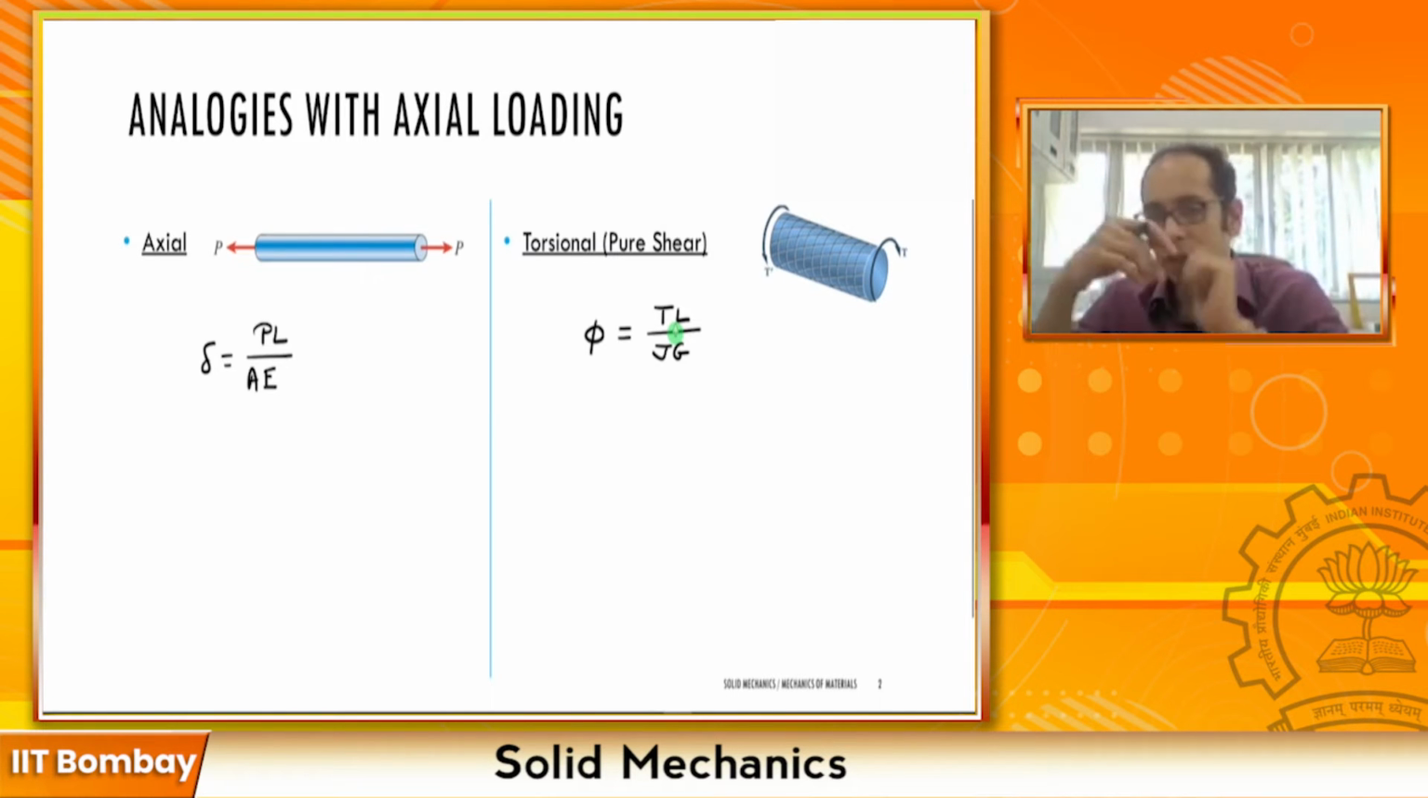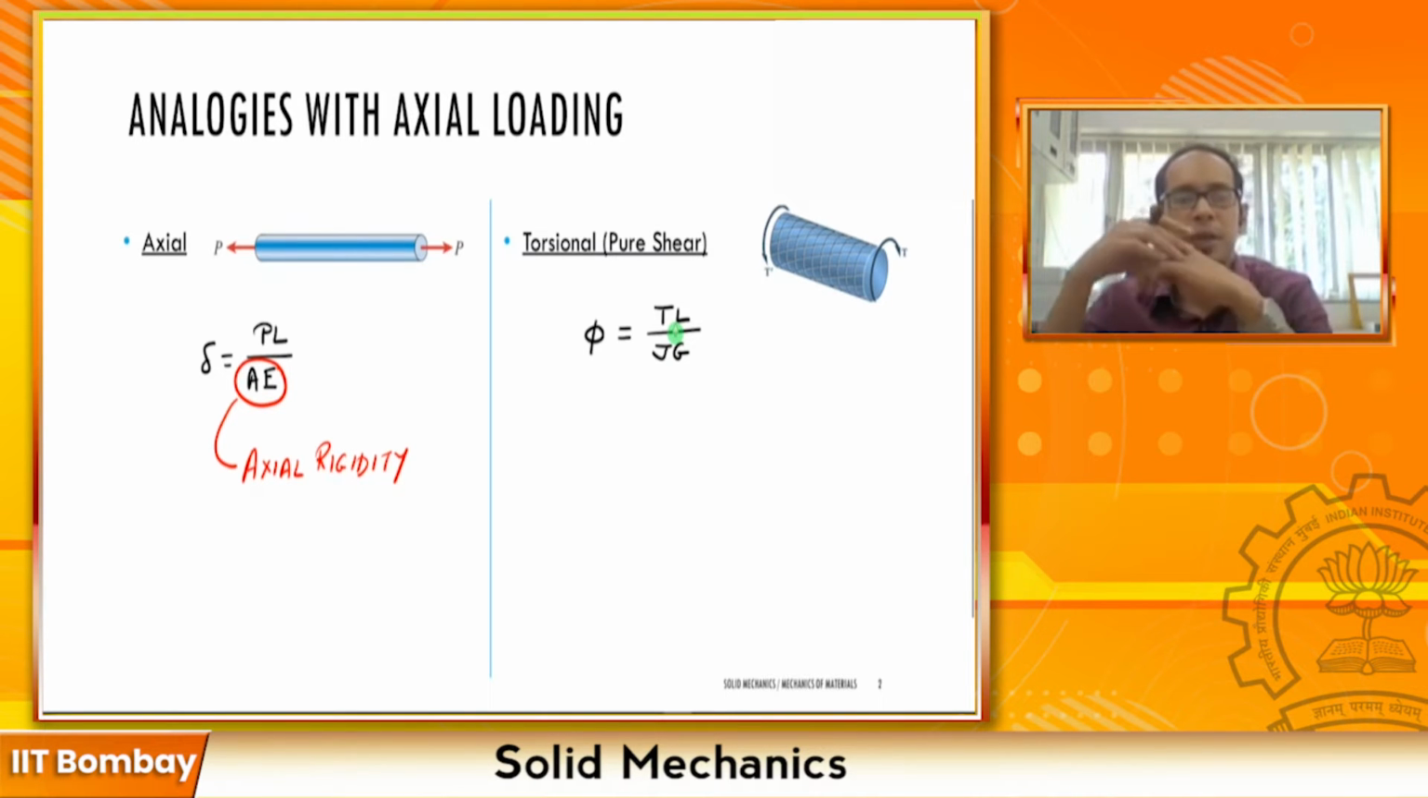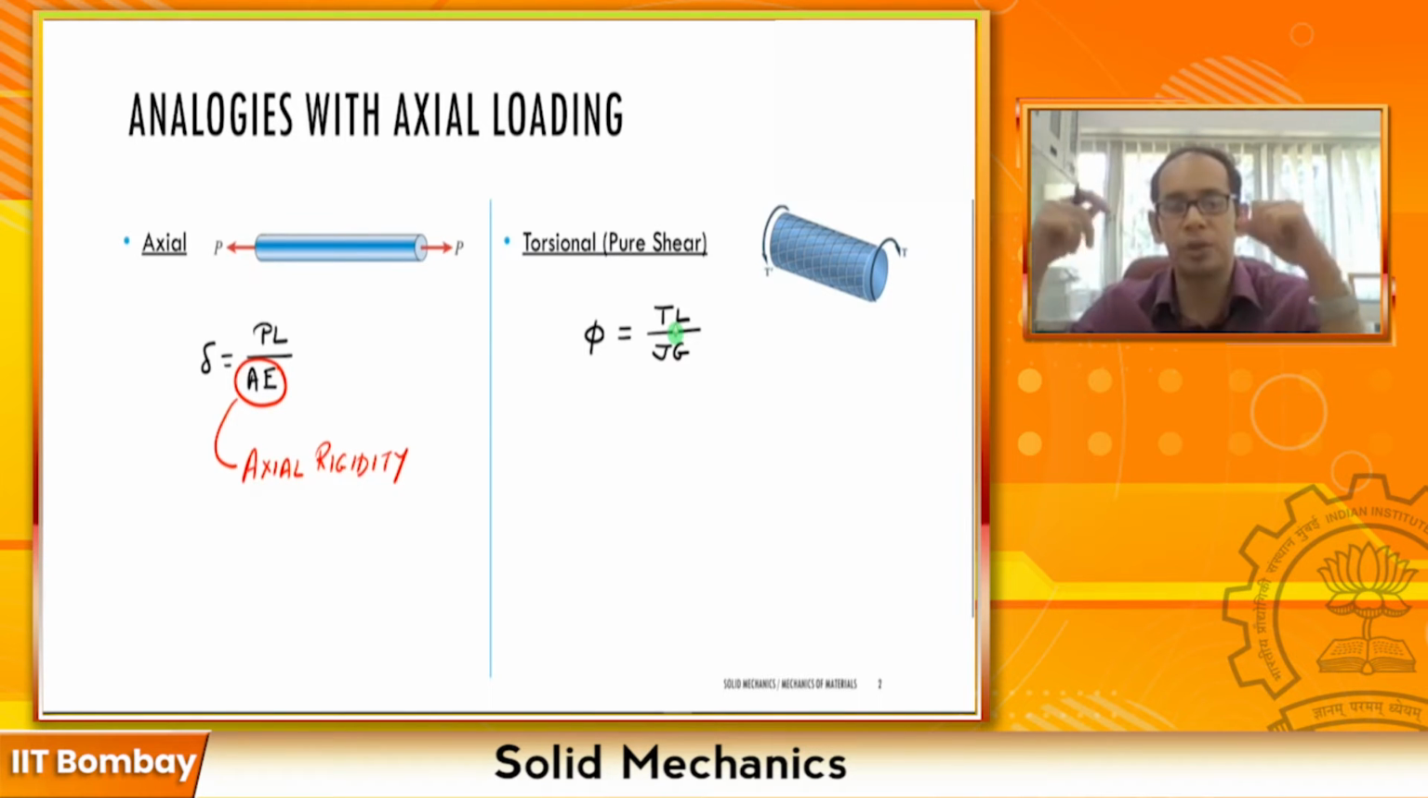Okay. Now, going a step further, do you remember what this particular terminology AE was called? Yes, it was called the axial rigidity. And why was it called the axial rigidity? Because if you have a structure where A is high and E is high, you will have delta smaller and smaller because it's inversely proportional. So it is making your shaft or your rod more rigid to deformation. That's why you have the axial rigidity.